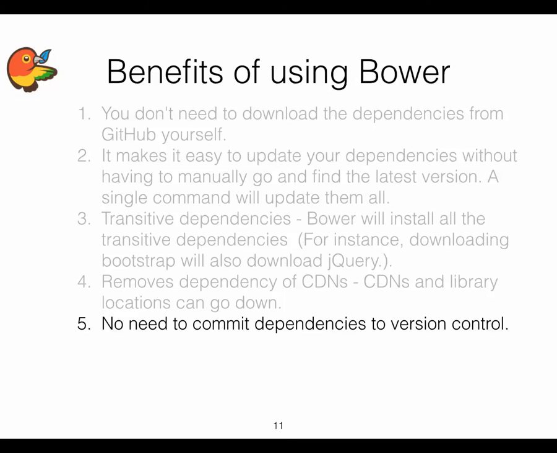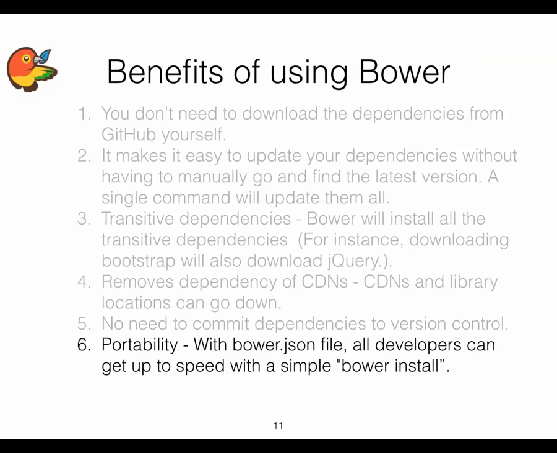Another, I can say the biggest benefit is we don't need to put all our libraries, let's say JS or CSS libraries, in our version control system. If we have the project bower.json, everyone can just run the command bower install, and whatever dependencies are there will automatically get downloaded to the specific folder. That is called portability. We only need to share the bower.json file, so anyone can install the application.